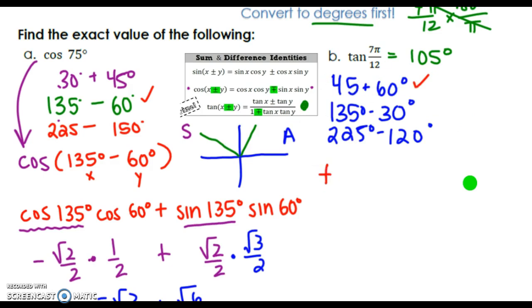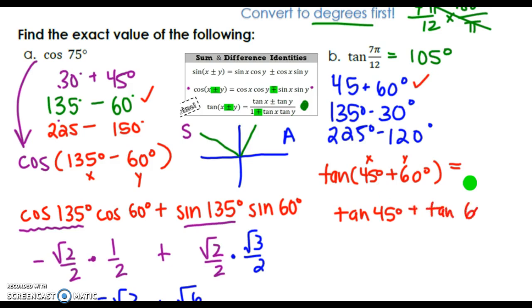So this is going to be tangent of 45 degrees plus 60 degrees. That's going to be equal to, this is my x, this is my y, tangent of 45, and then with the top of tangent in the numerator, it's going to stay the same, plus tangent of 60, all over 1. Now this is going to be the opposite, so 1 subtract tangent of 45 degrees times tangent of 60 degrees.